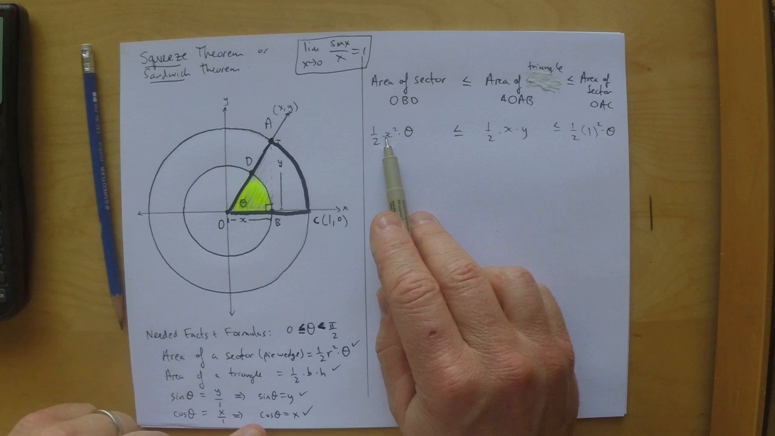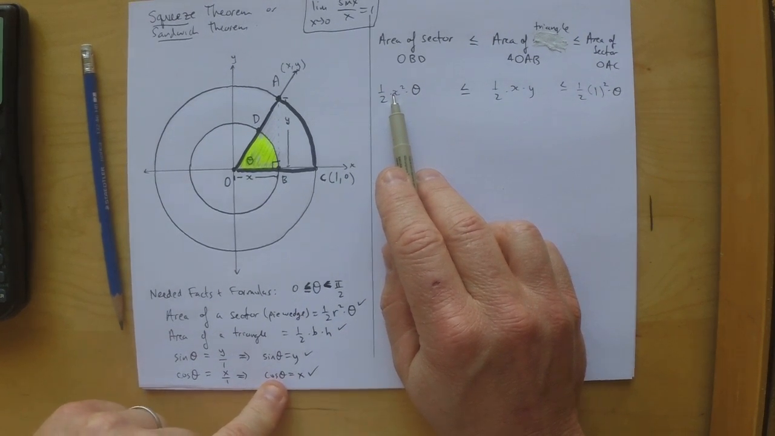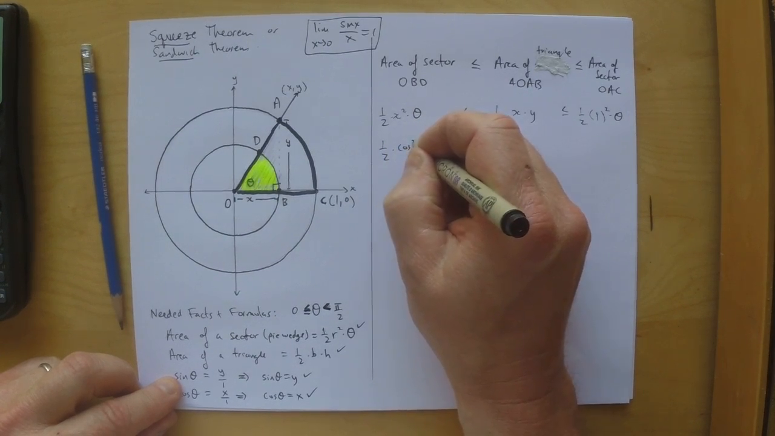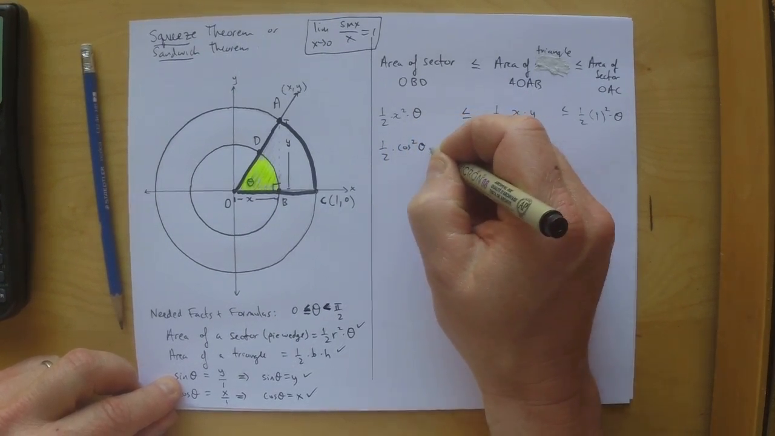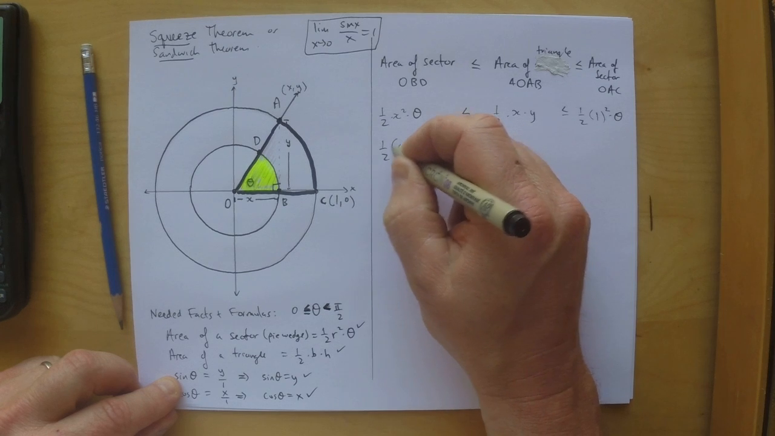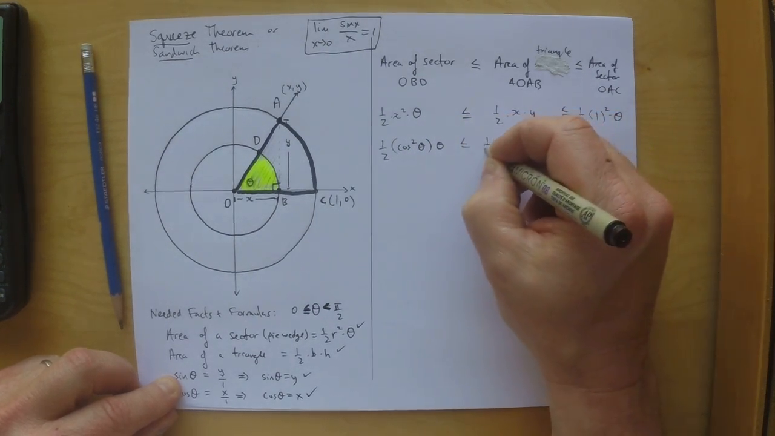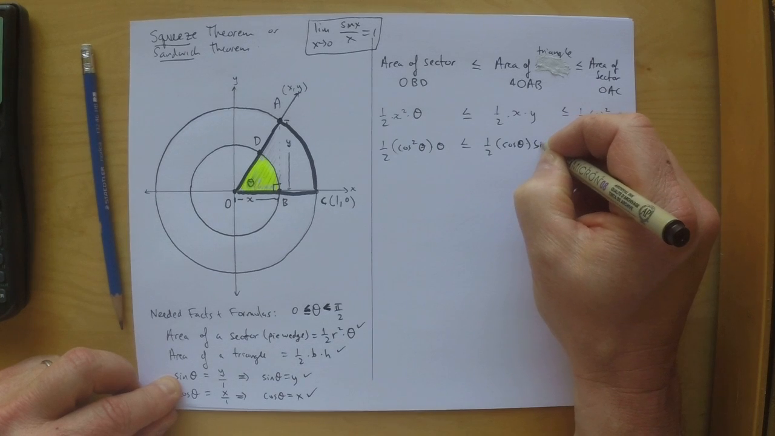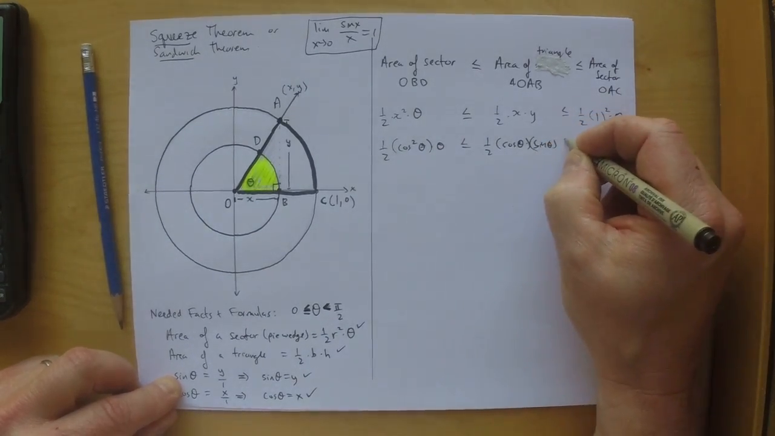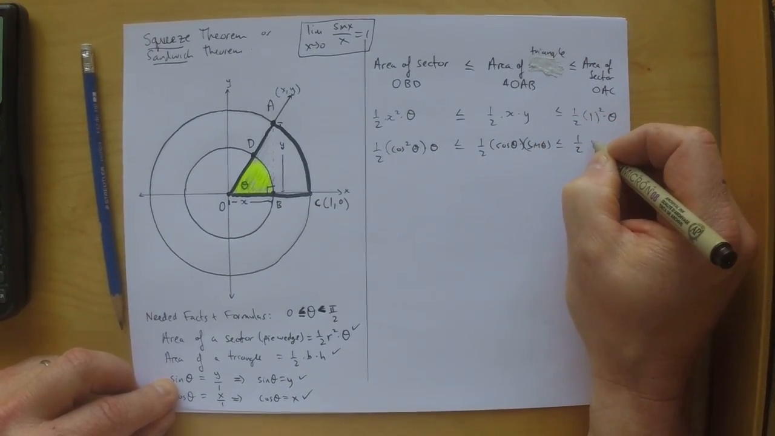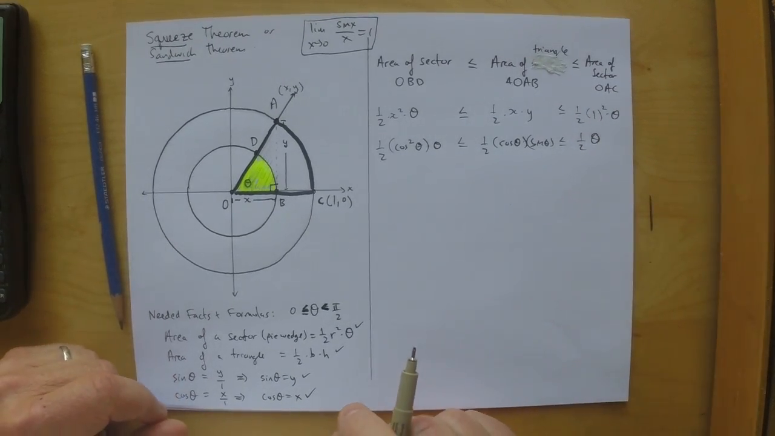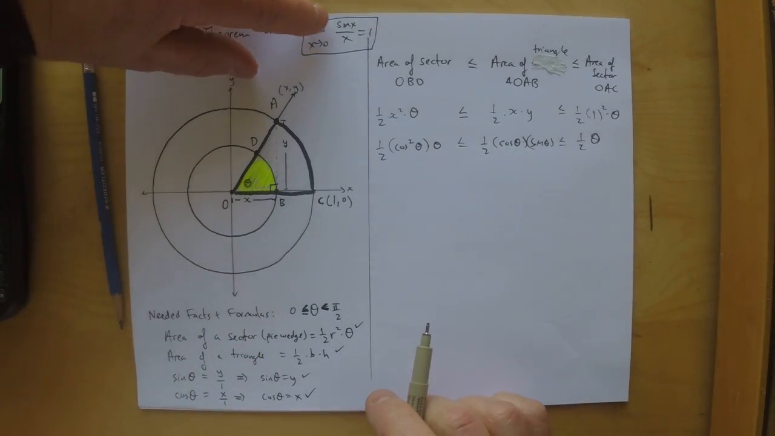Now I'm going to replace x's with cos theta and y's with sine theta. So you end up with 1/2 times cos theta squared times theta is less than or equal to 1/2 cos theta times sine theta, x times y, which is less than or equal to 1/2 times theta. So far so good. All right, remember we're trying to get to this here.